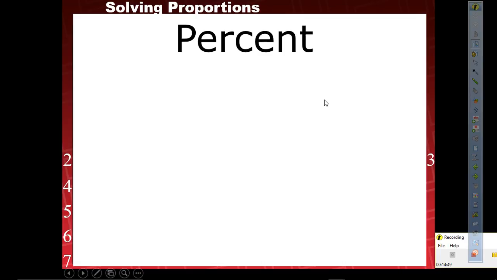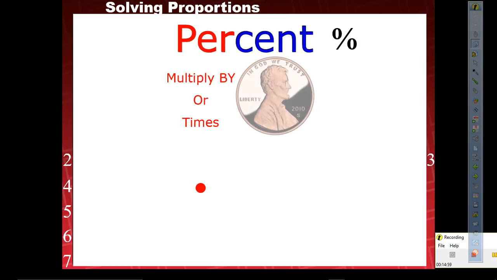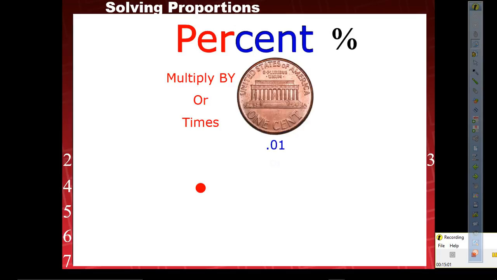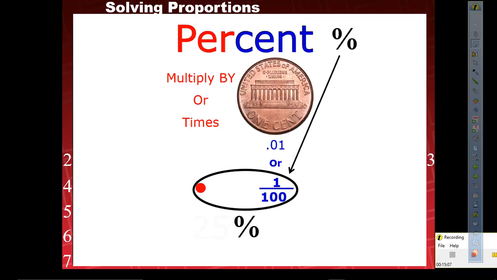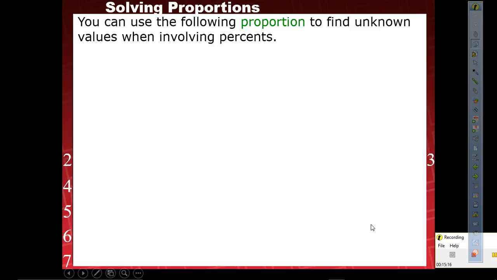So, really quick, look up, percent. For those of you that didn't know, it's a compound word. It has 2 words in it. Per means to multiply. Cent, everybody has seen one of these? Which means 1 over 100. So if I gave you 25%, what does that mean? 25 times 1/100. Does that make sense?